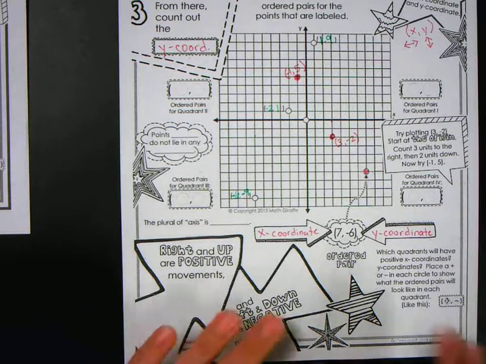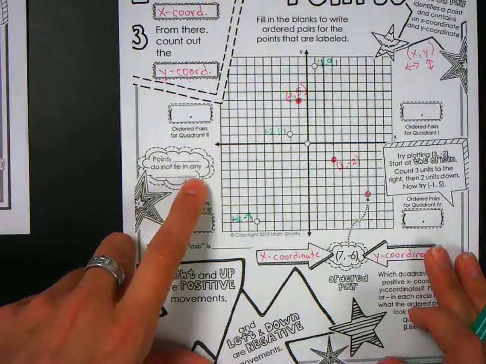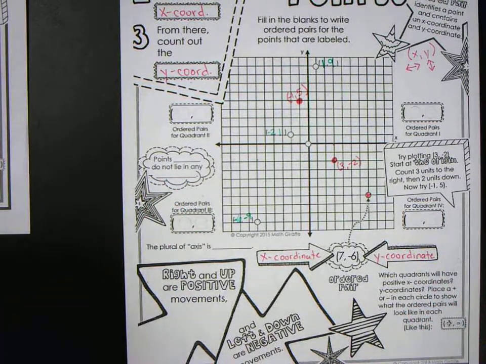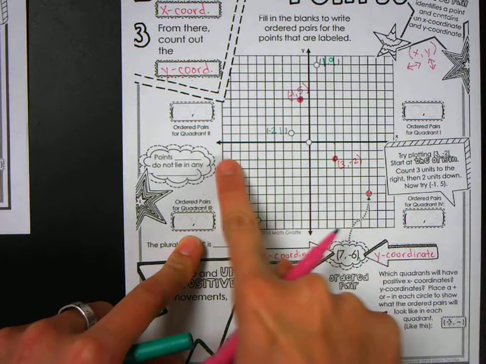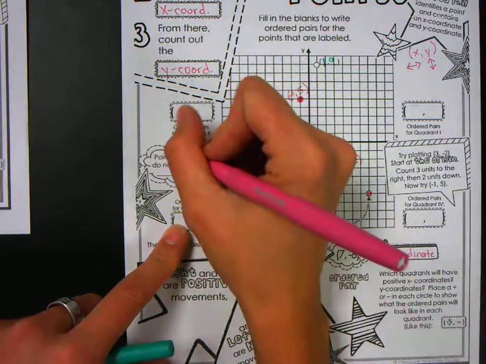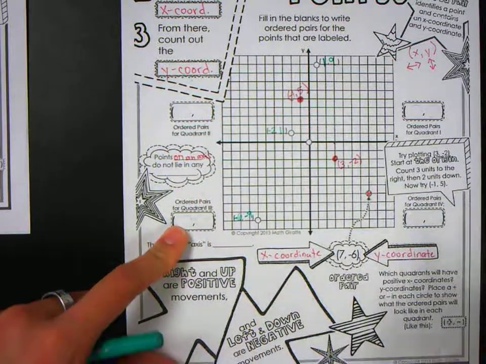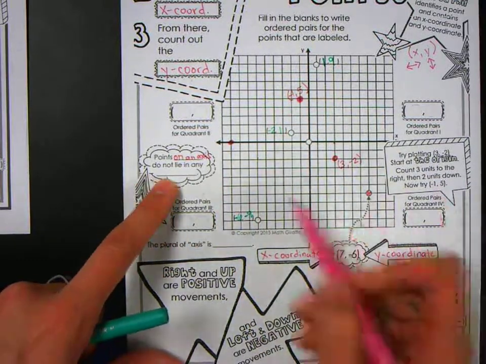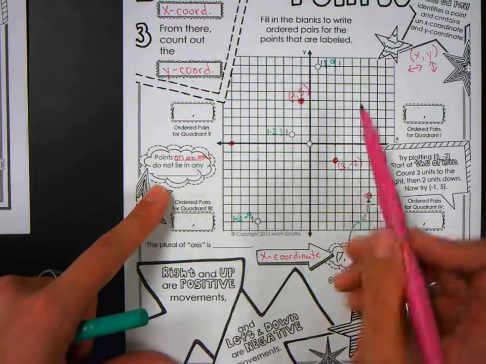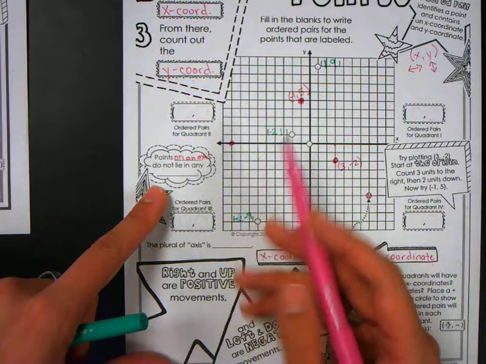All right. Let's talk about these two questions right here. Points on the blank do not lie in any blank. This is very specific. If we talk about points that lie on the thick black lines, we call the thick black lines our axes, or points that lie on an axis, meaning they're on the thick black lines. They do not lie in any of the blank. So what do we call these 4 sections? We call them the quadrants. So if the point is on an axis, it does not lie in a quadrant.